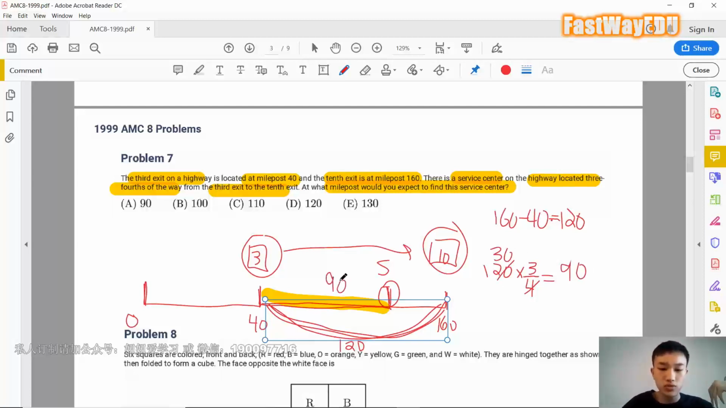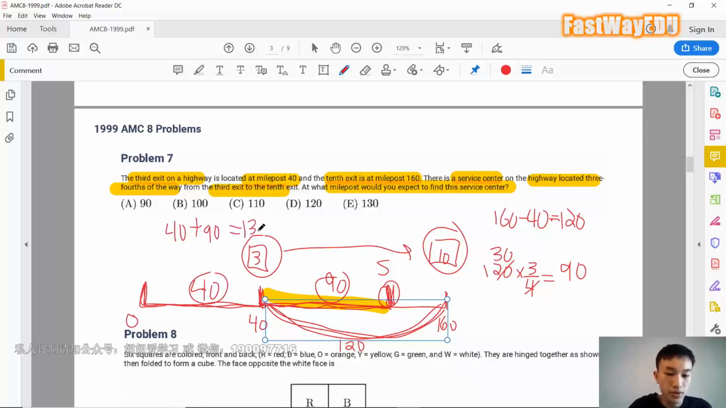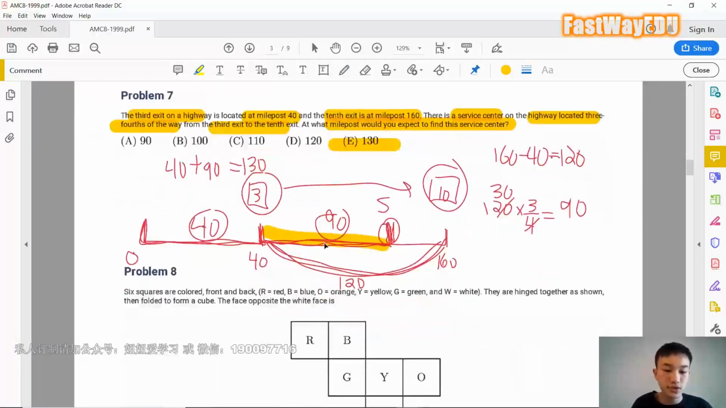Now we have all the information we need. We want to find at what milepost you would expect to find this service center. Well, we just want to find the distance from the origin to this service center. The highlighted region is 90. This region is 40, because the third exit is at 40 miles. So to find this whole length, that's just 40 plus 90 to get to the service center. So that's at the 130 milepost. So that's going to be answer choice E. Drawing a number line helped us visualize this question.